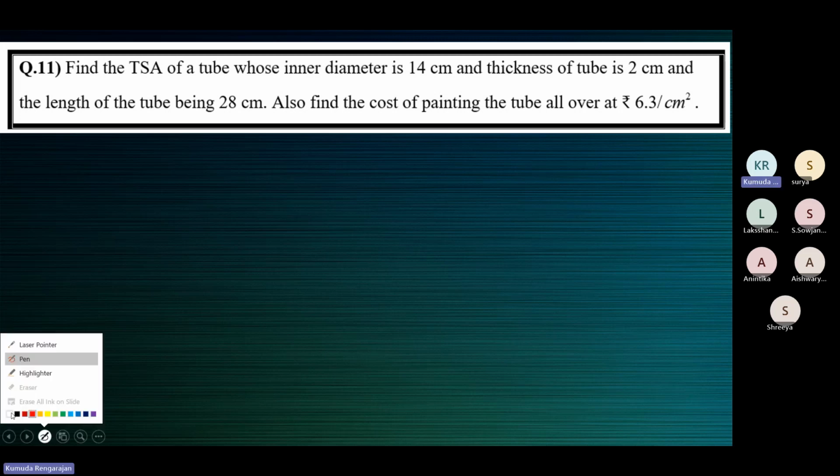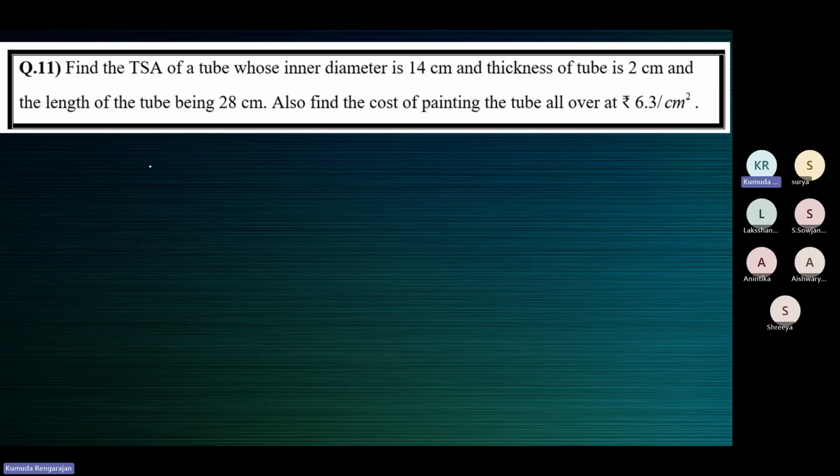What do you understand by small r and capital R here? Small r represents the inner radius. Capital R is the outer radius. The inner diameter is 14 centimeters, so the inner radius will be 7 centimeters. The thickness of the tube is 2 centimeters. Thickness is represented by W. W is equal to 2 centimeters.